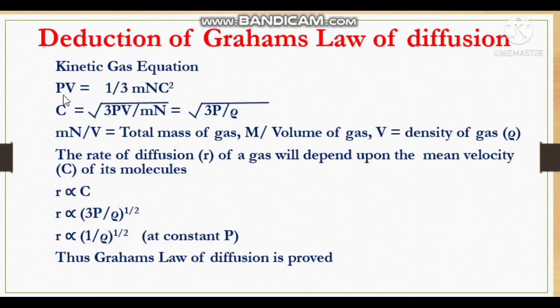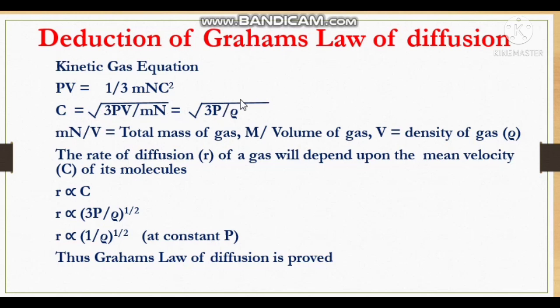So see here, PV is equal to 1 by 3 M n c square. Now keep this c square on one side and take all the terms to the other side. So this 3 in the denominator will come to the numerator, and the equation will become 3PV. Mn is in multiplication, so when it goes to the other side it will go to the denominator, so it is divided by Mn. So this is c square. If you take the square root of it, c is equal to under root 3PV divided by Mn.